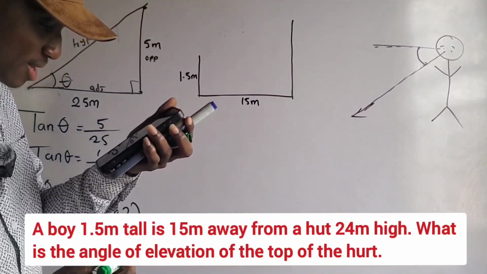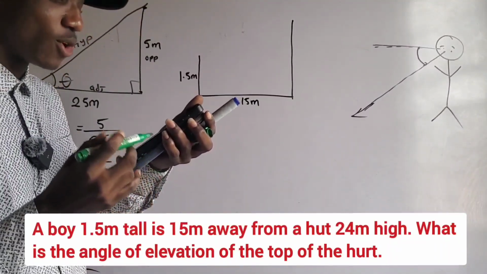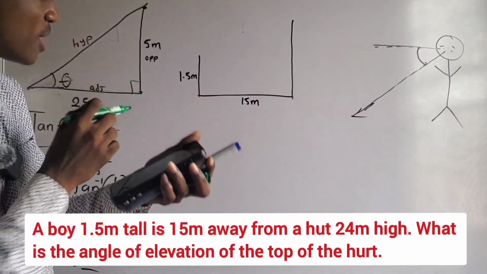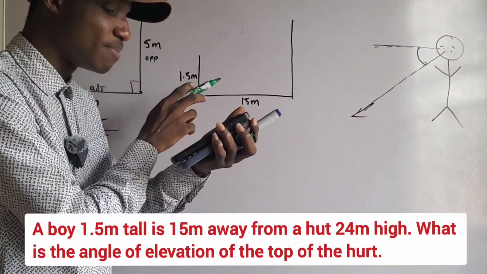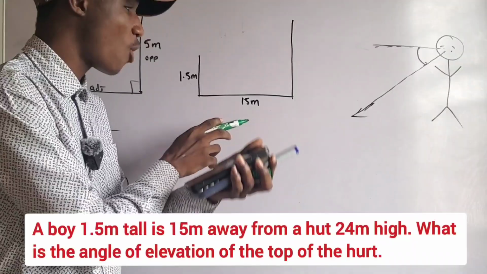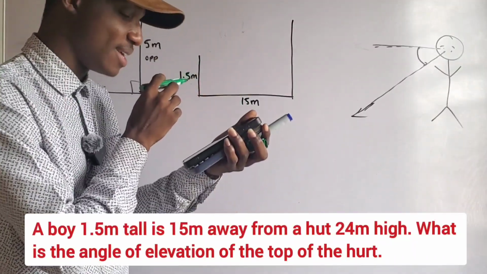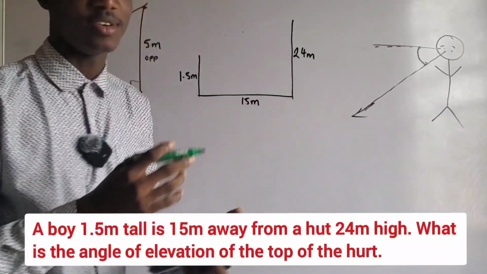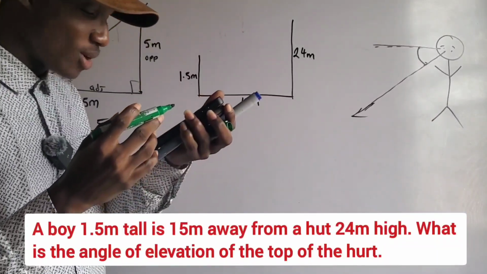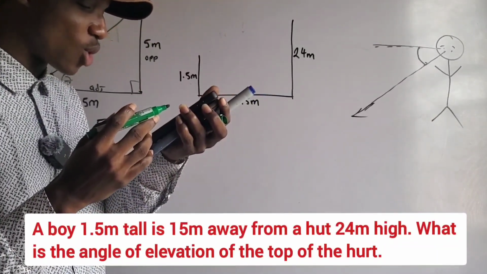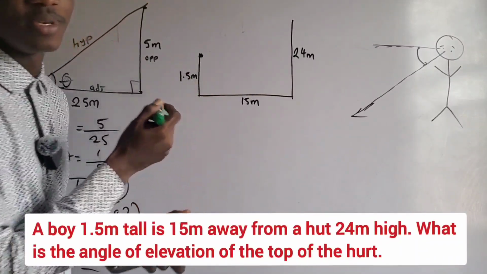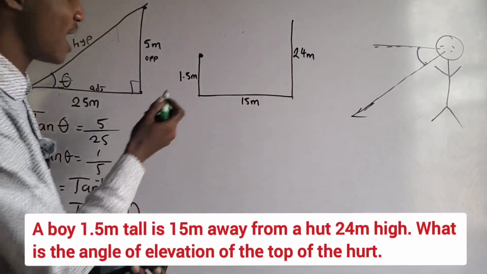Now, we have been given the height of the tower as 24 meter as well. If you look at the question, a boy 1.5 meter tall is 15 meter away from a tower 24 meter high. So the height of the tower has been given as 24 meter. Are you getting it? Okay. What is the angle of elevation of the top of the tower? Now, this is the boy. Listen to me carefully. We've been given the height of the boy as 1.5 meters.